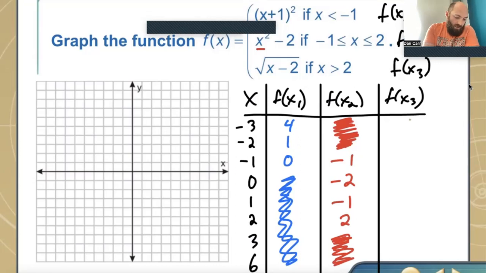Okay, this one doesn't exist all the way down until I get to 2, my critical value there. Okay, so we will put 2 in there. I take 2 minus 2 is 0. Square root of that is 0.